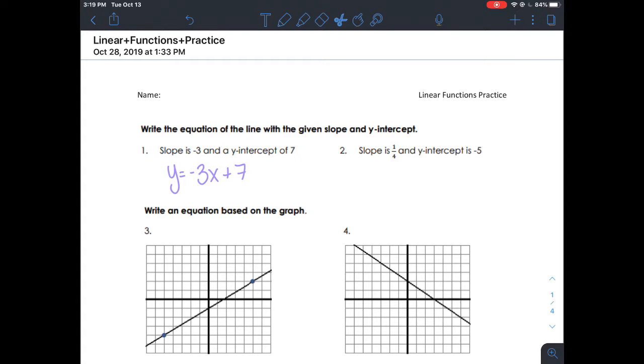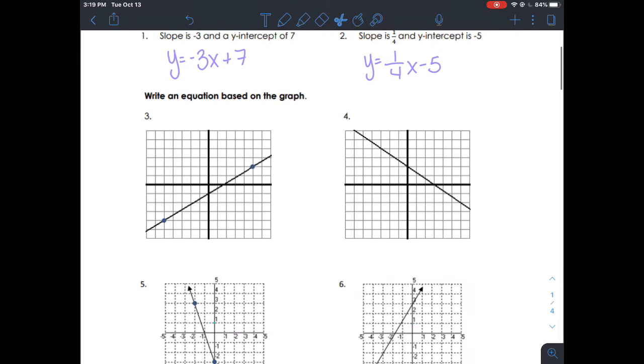Number 2, if my slope is 1/4 and the y-intercept is -5. Slope is m is 1/4, y-intercept is -5, that's my b value, I plug them in, y equals 1/4 x minus 5. For this next part, write an equation based on the graph.